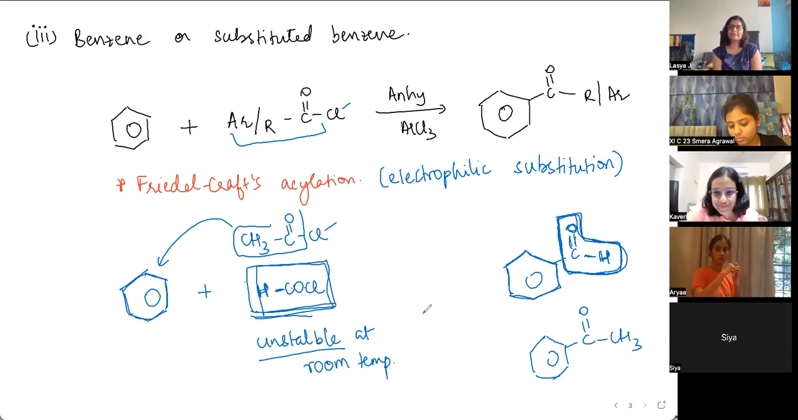No, like why can't we make benzaldehyde? It's unstable at room temperature, so we just change the temperature, then the reaction will not happen. We did chemical kinetics, remember? Like you need that energy for a reaction to happen.